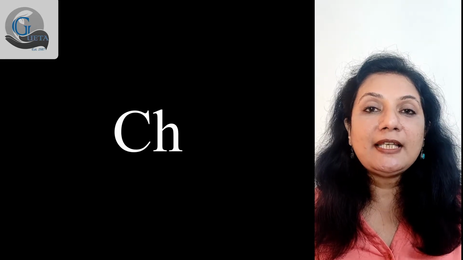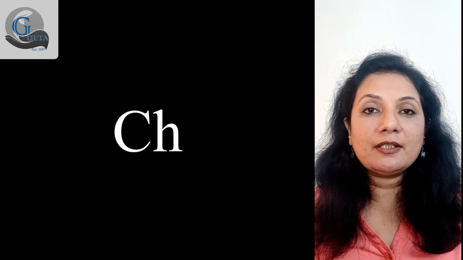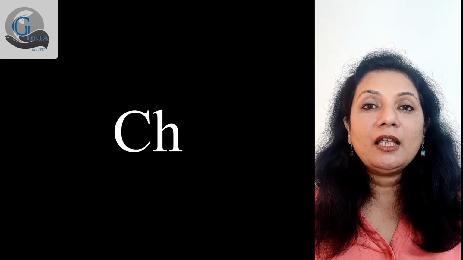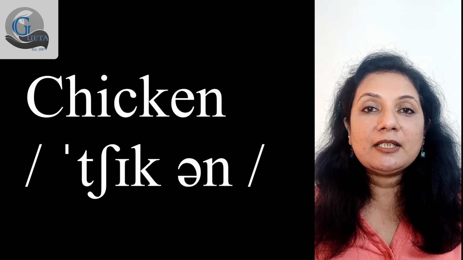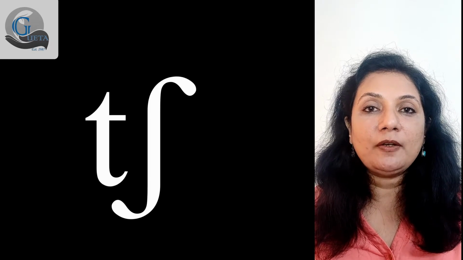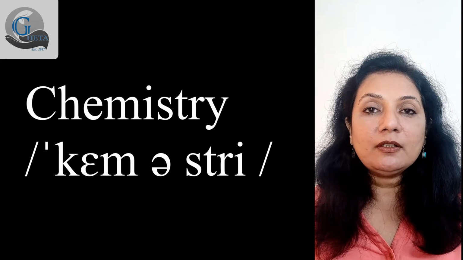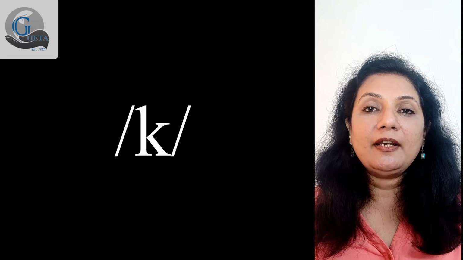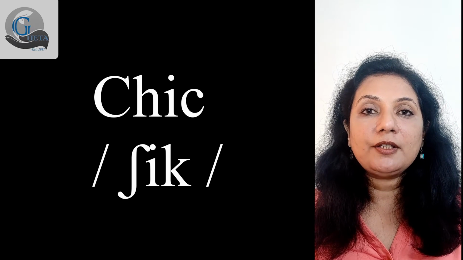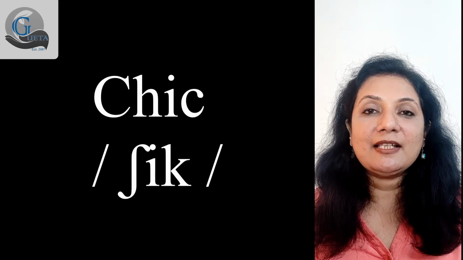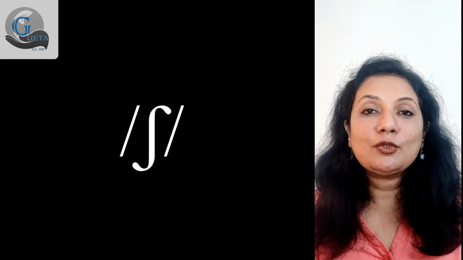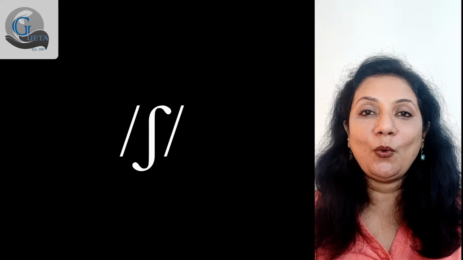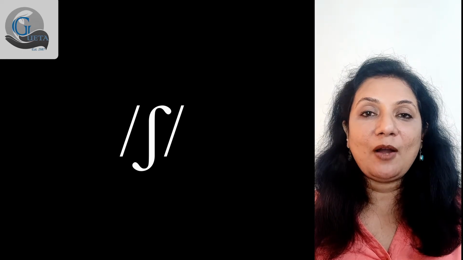If you have C-H, these two letters can also be pronounced in different ways. For example, chicken. Here the letters C-H have the ch sound, and if the word is chemistry, the letters CH have the K sound in it, and if the word is chic, CHIC, then it has the sh sound in it. So it is necessary for us to know about these different sounds.